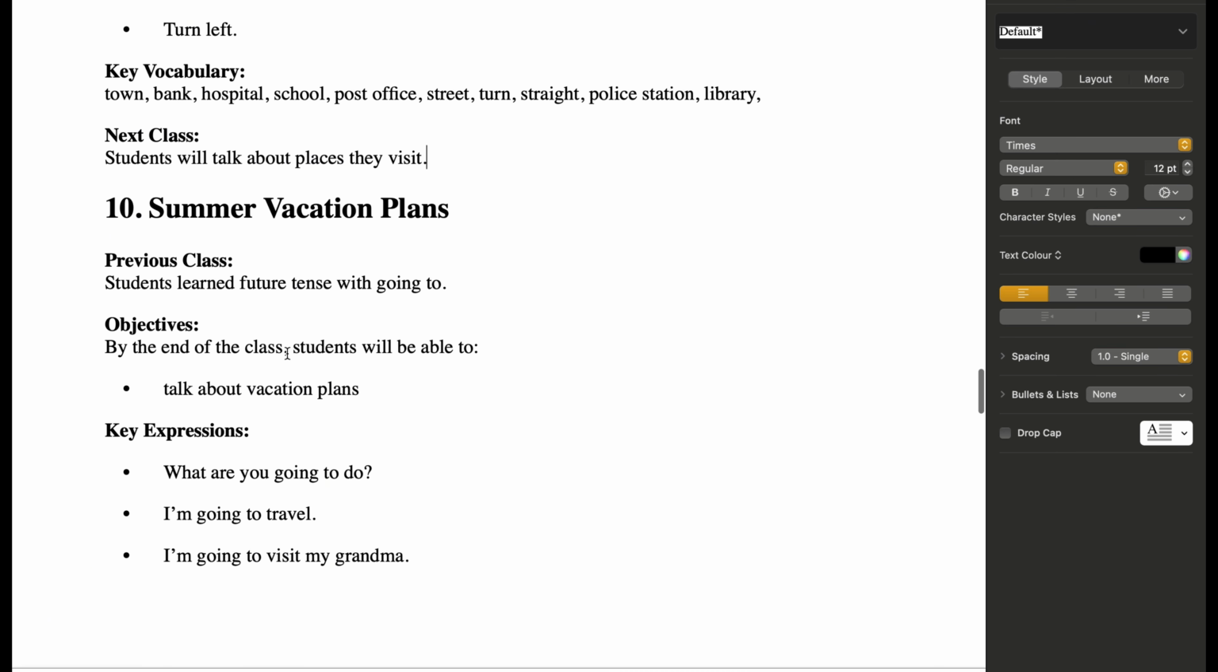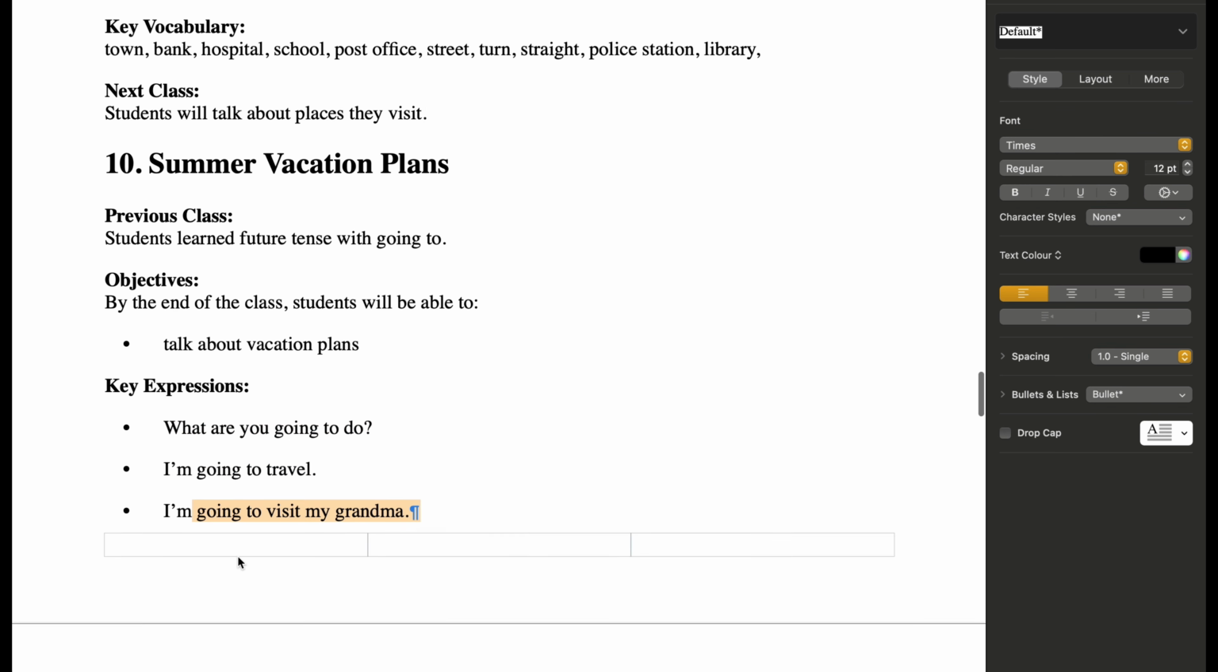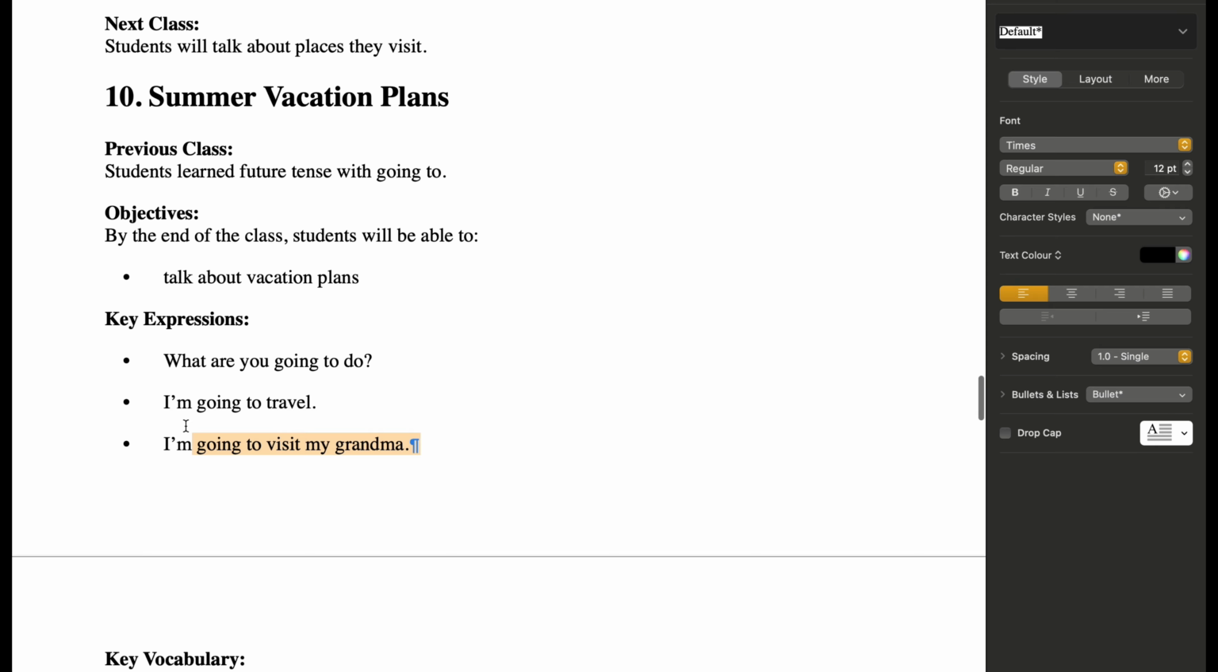Summer vacation plans. So I'm just going to move quickly for this one. What are you going to do? I'm going to travel. I'm going to visit my grandpa. I'm going to learn how to skate. The question is, what are you going to do during summer? The kids must be able to answer. I'm going to blah, blah, blah. So every answer must have the same question.